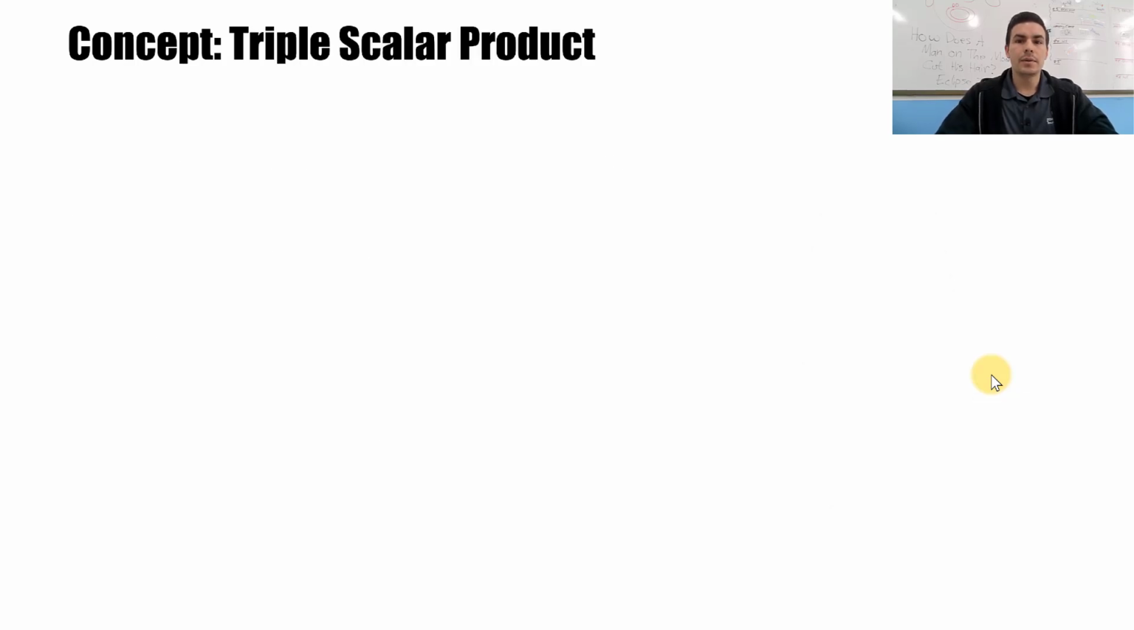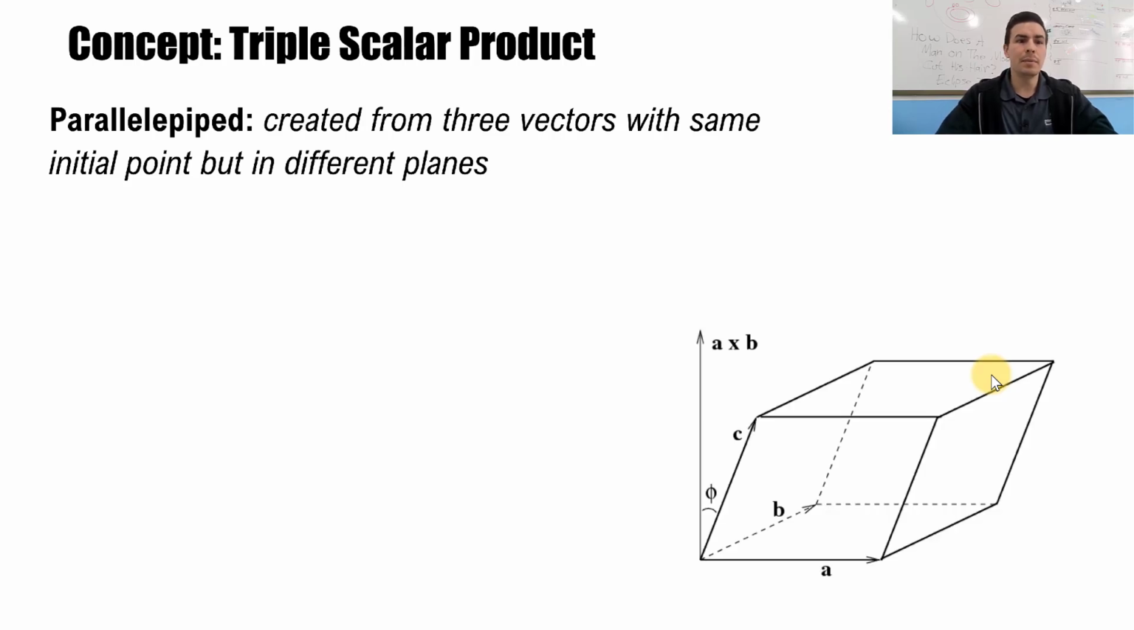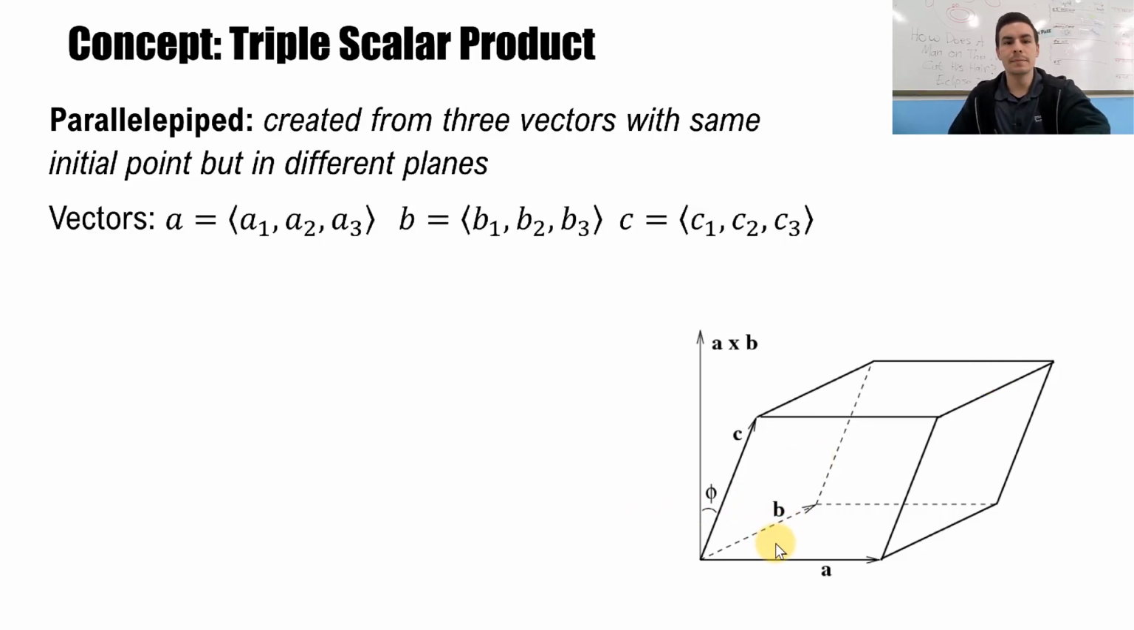And our third concept is going to be a triple scalar product. Now this is going to be used for what is called a parallelepiped, okay? Now this is a shape that is created from 3 vectors when they share the same initial point, but they're in different planes. So you can see here we have vectors A, B, and C.